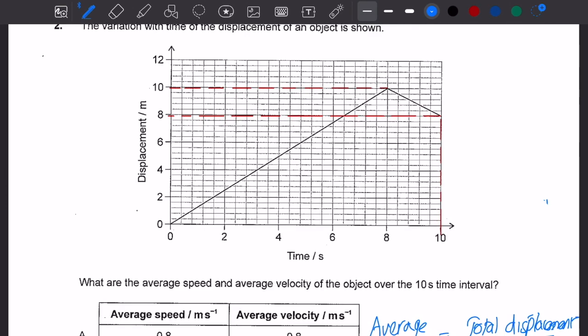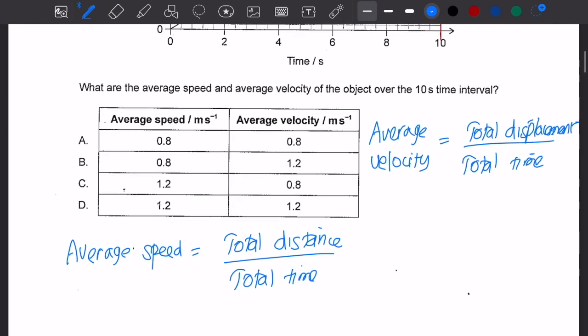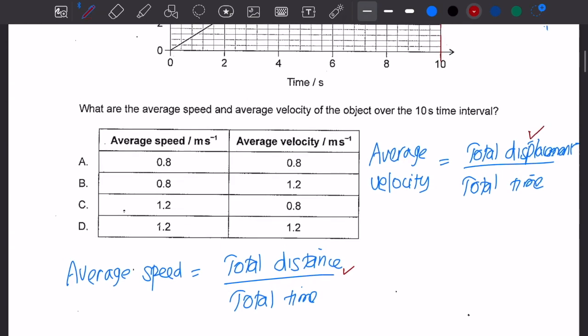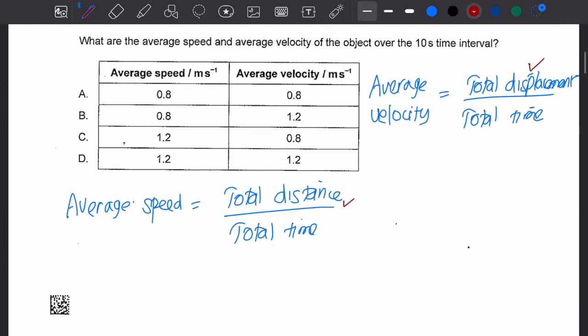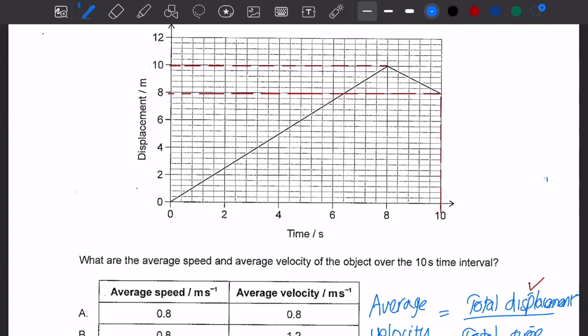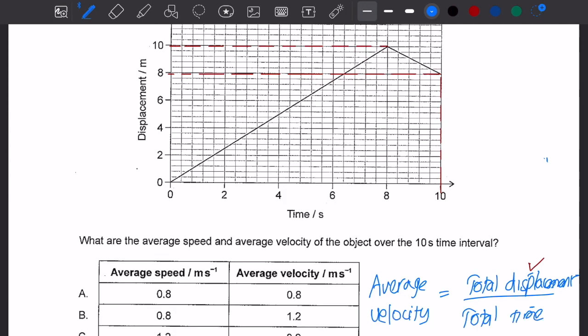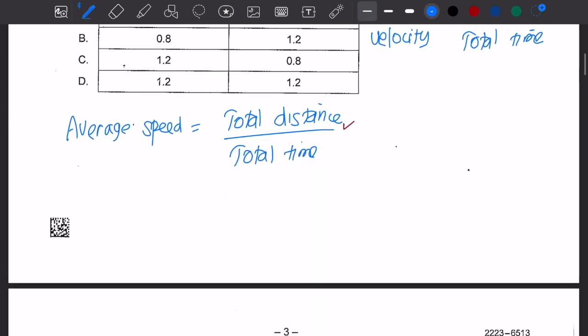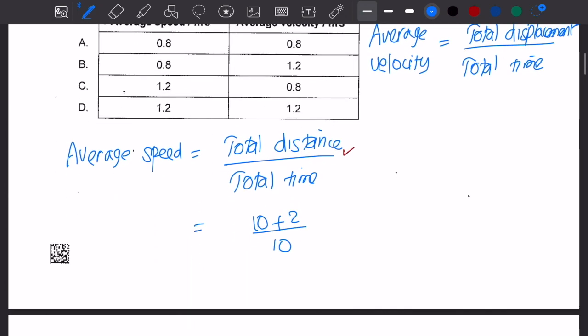We have to understand two basic definitions. Average speed is total distance over total time. Average velocity is total displacement over total time. So here in this situation it goes 10 meters and then goes another 2 meters back, so displacement decreases, right? So total distance is 10 plus 2, divided by the time, 10 seconds. So 12 divided by 10, 1.2 meters per second.